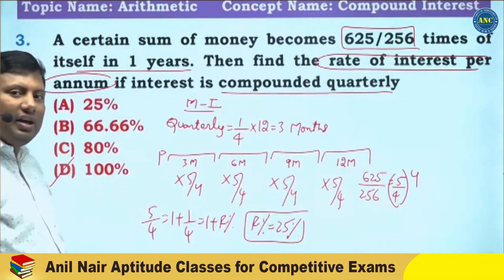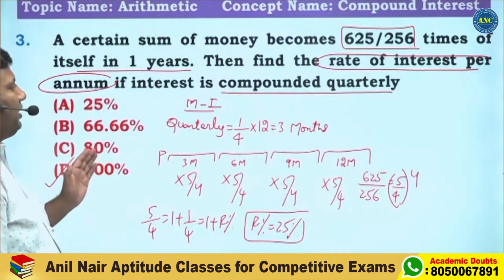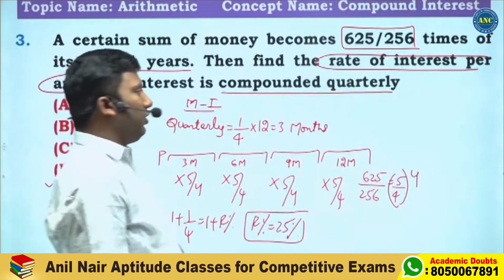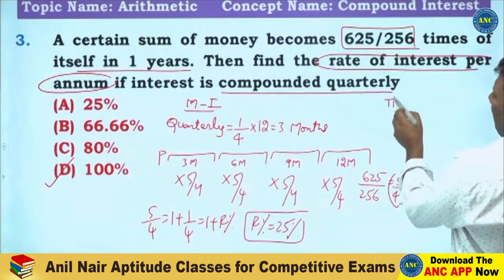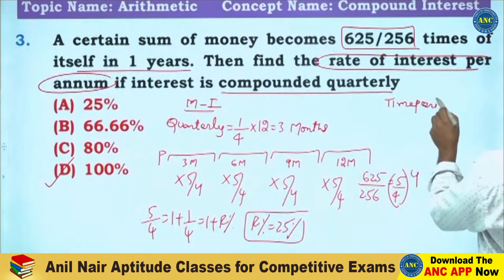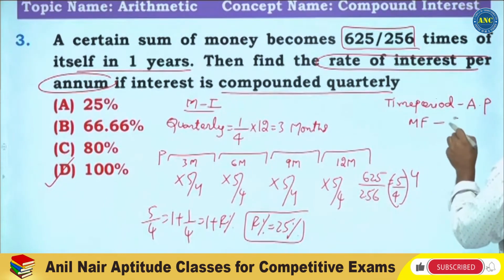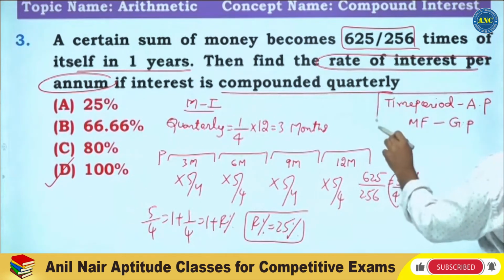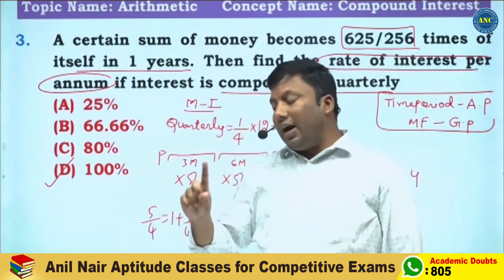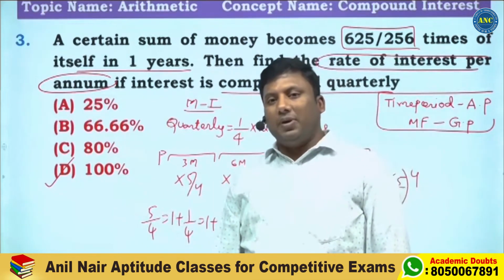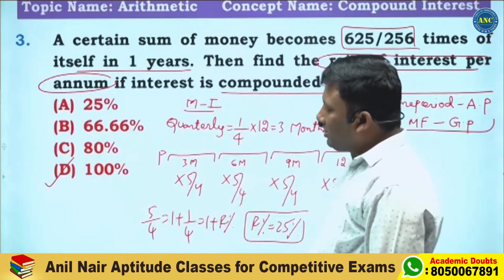I hope the idea is clear. Is the idea clear? 625 by 256 is power 4. Sir, it is clear, right? The time period will go in AP. The multiplication factor will go in GP. Only thing, do not take the rate of interest as compounded per annum. Quarterly I got 25 percentage. Annually it is into 4. 25 into 4 is 100.